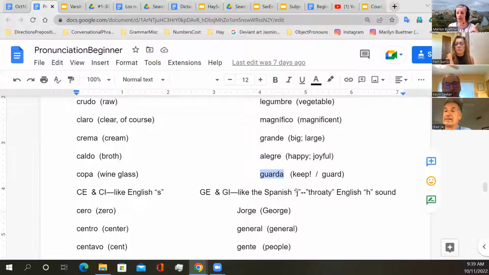And then we're going to pronounce all of these. GUA becomes what they call a diphthong, meaning that the U and the A both get equal pronunciation. Guarda. Guarda is a command. It's somebody telling you, hey, keep this. Put it in your pocket, put it in your bag. Guarda. So the G is hard.